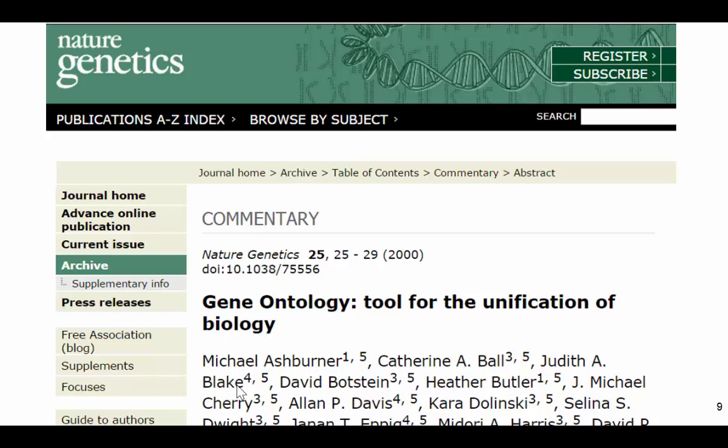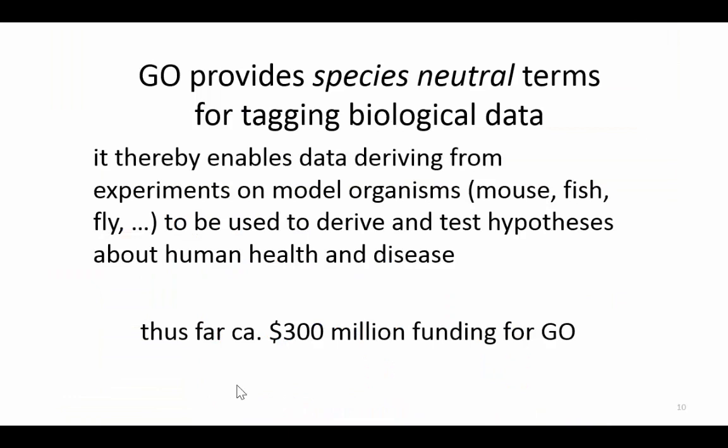I think that this paper has been cited 18,000 times in the literature, or some high number of that order. The gene ontology is now used by very many different kinds of clinical and biological and pharmaceutical researchers, and it's received around about $300 million of funding.